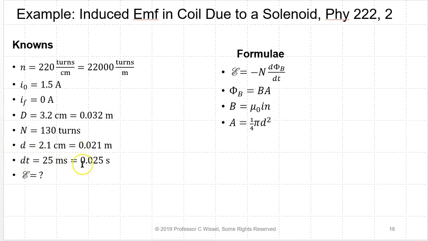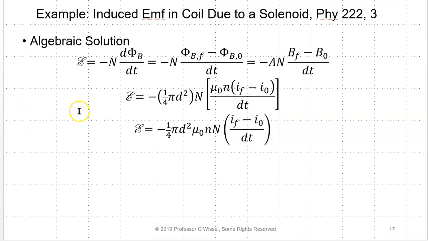The diameter of that smaller coil is 0.021 meters. The time elapsed is 0.025 seconds, and we need to know the EMF. The formula for this is the EMF is minus N d phi B dt. Phi B, of course, is just B times A, and B is mu naught nI. This comes from the magnetic field for a solenoid, and phi B is just the definition of magnetic flux. The cross-sectional area is 1/4 pi d squared.